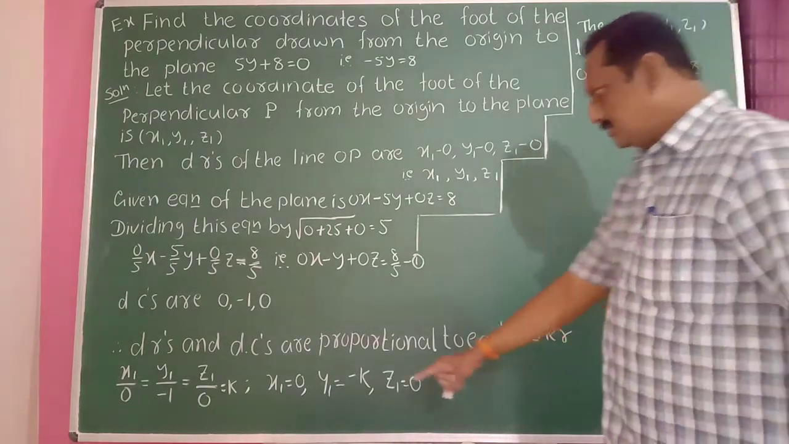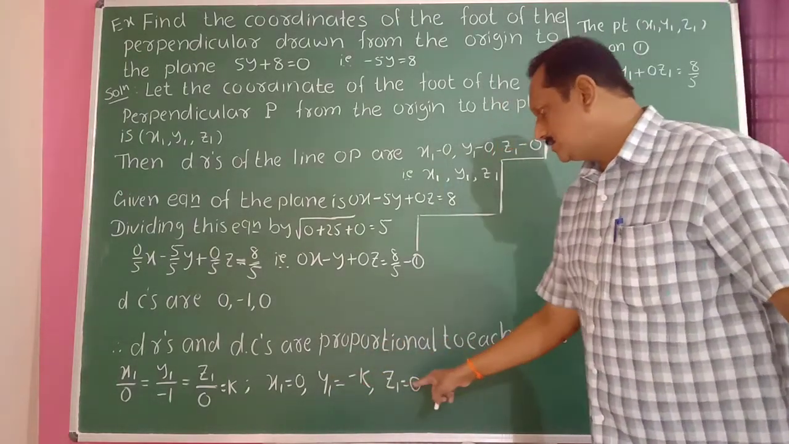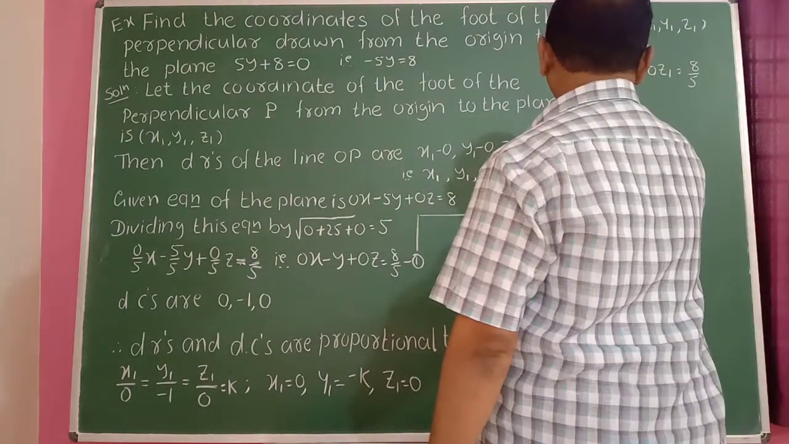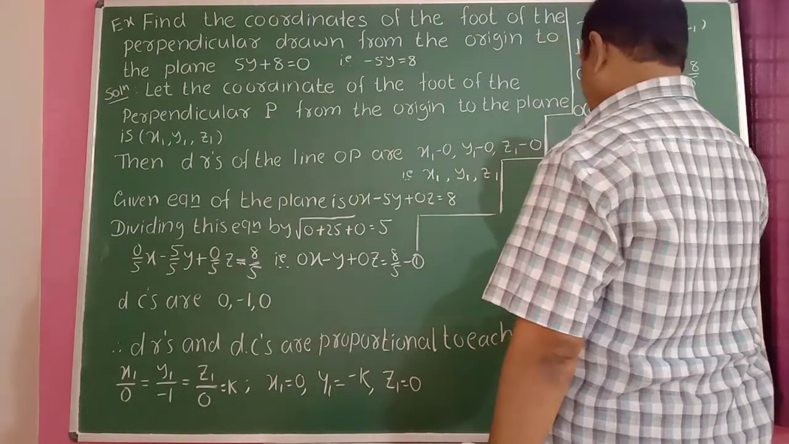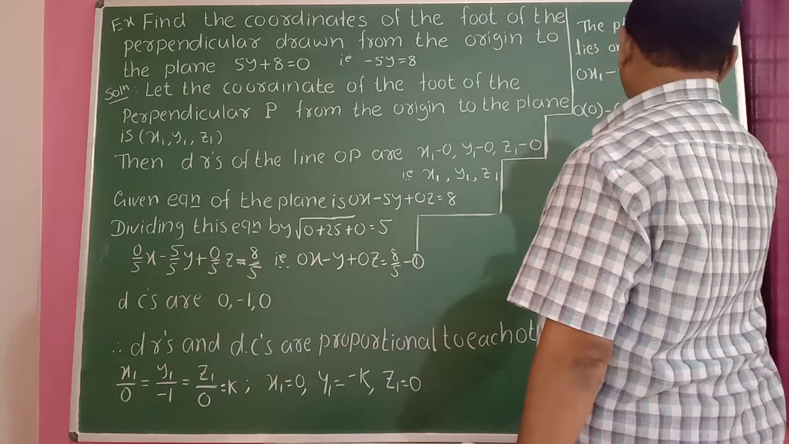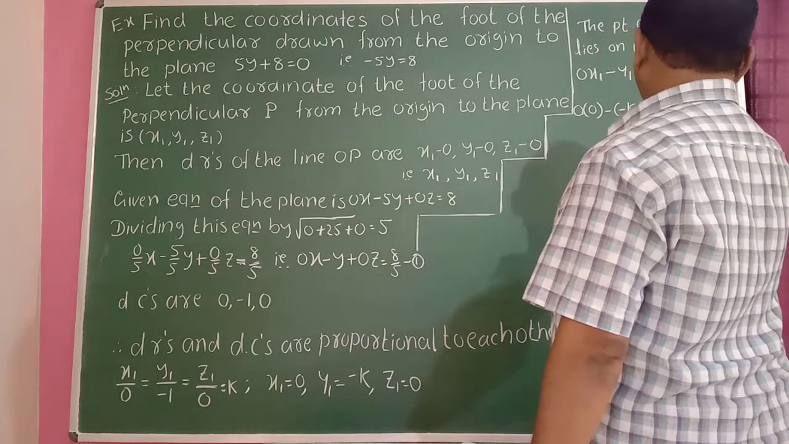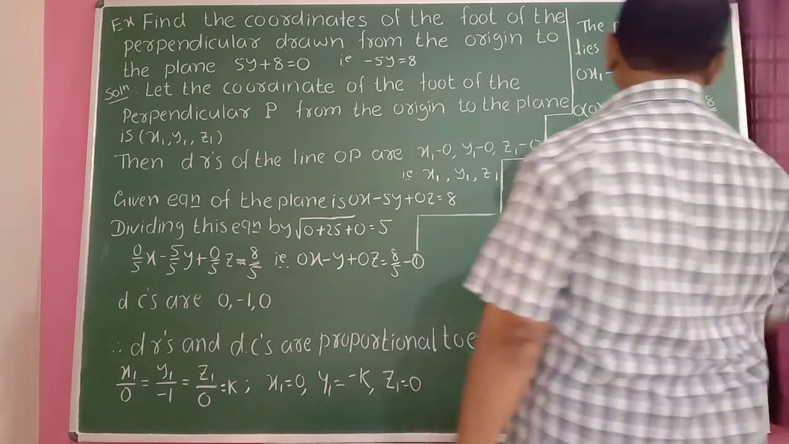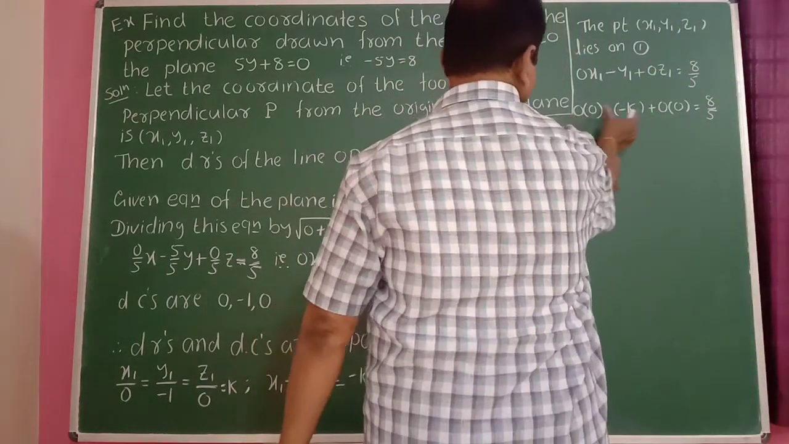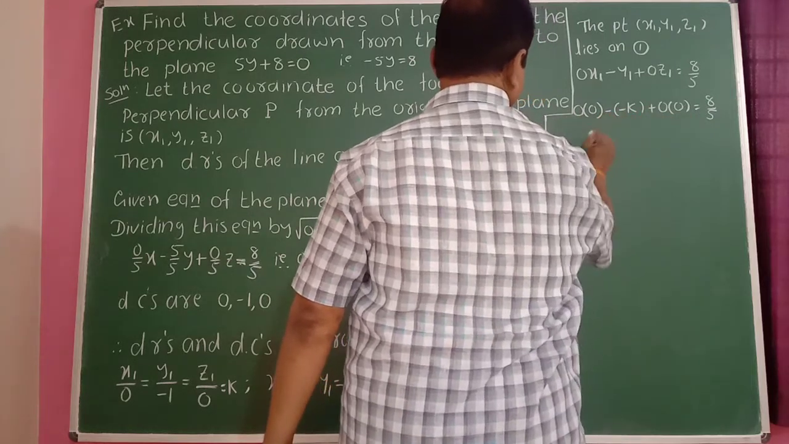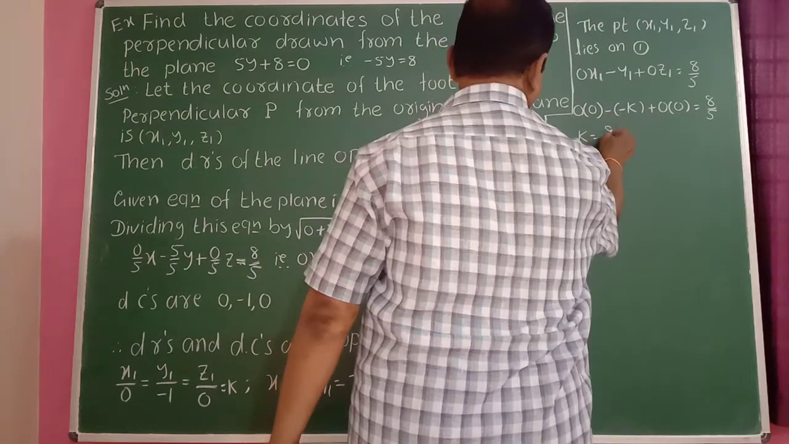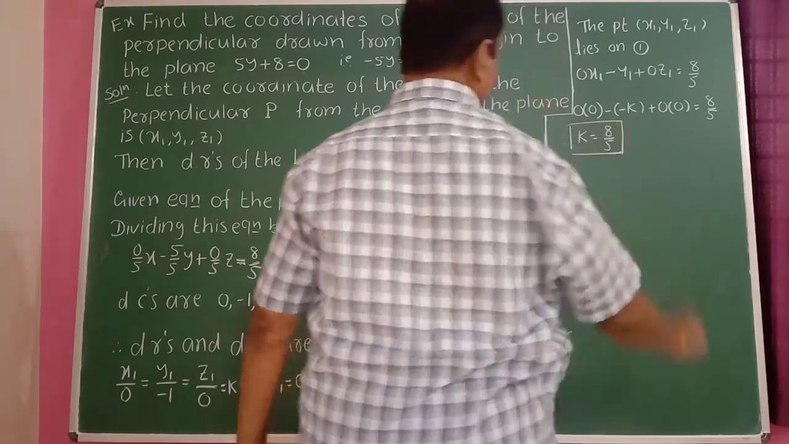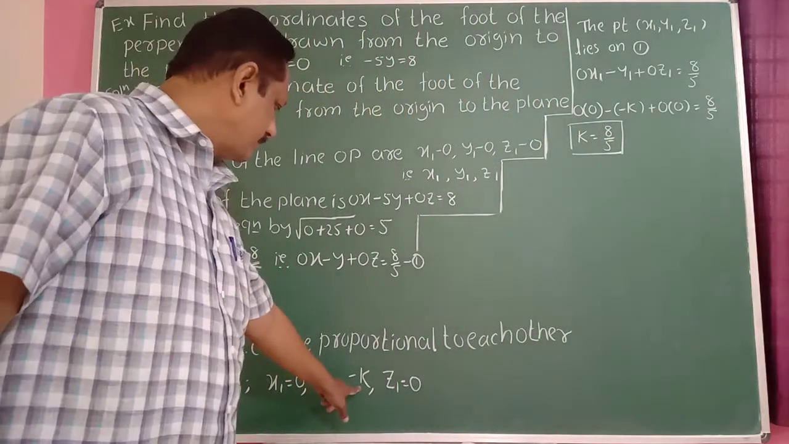But x1 is 0, y1 is minus k, z1 is 0, replace here. Therefore, 0 into 0 minus of minus k, then 0 into 0 is equal to 8 divided by 5. This becomes a 0, this is a 0, minus into minus becomes plus k. So k is equal to 8 divided by 5. So use that k value here.